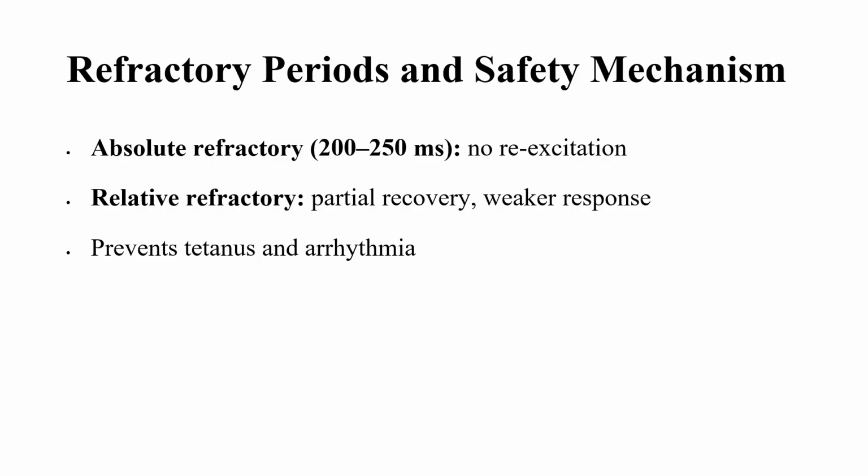Then comes the relative refractory period, a brief period where some sodium channels recover, but the membrane is still hyperpolarized. Here, a stronger than normal stimulus might trigger a weak or uncoordinated contraction, but under normal conditions, this doesn't happen because the heart is protected by its timing system. Together, these two periods form the heart's electrical safety net. They prevent tetany and reduce the risk of arrhythmia, ensuring that each beat is followed by a full relaxation and filling phase before the next one begins.